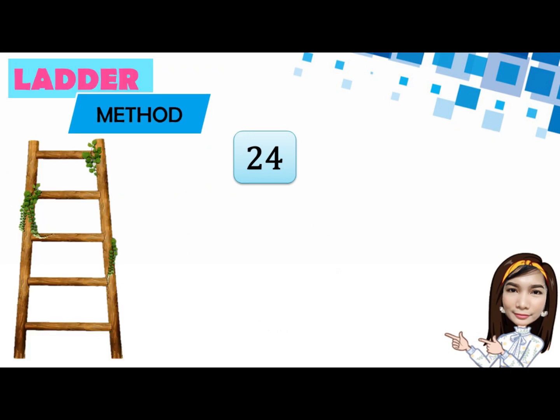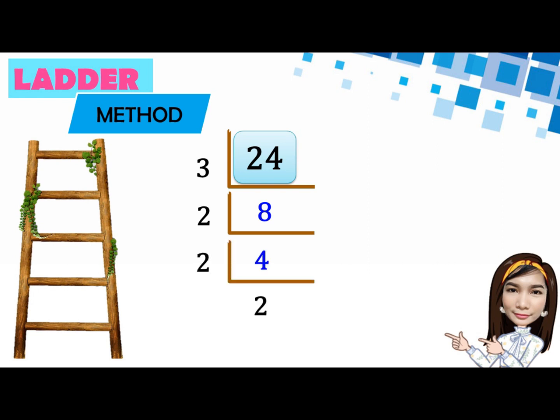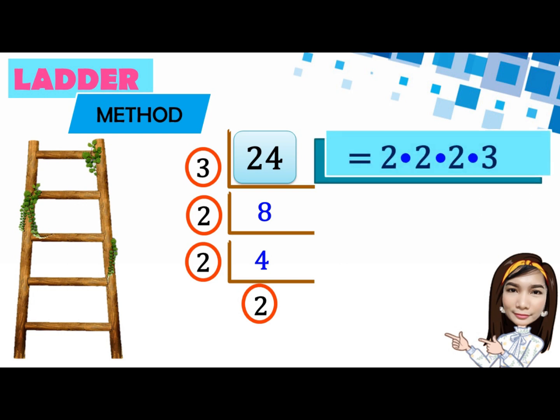Next, using the ladder method, still we have 24. Divided by 3, we have 8. And 8 divided by 2, we have 4. And 4 divided by 2, we have 2. And 2 is already a prime number. Next, encircle all the primes. Still we have 2 times 2 times 2 times 3.